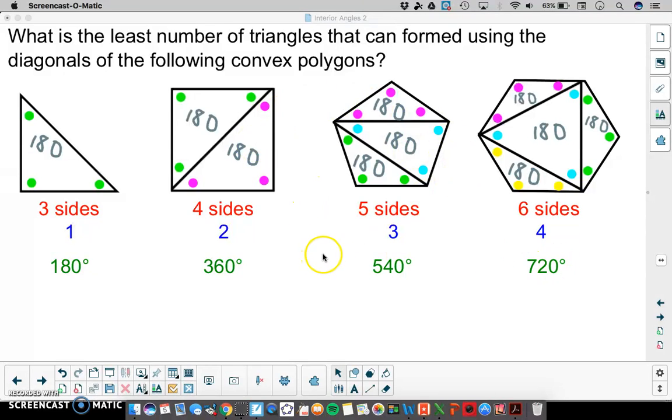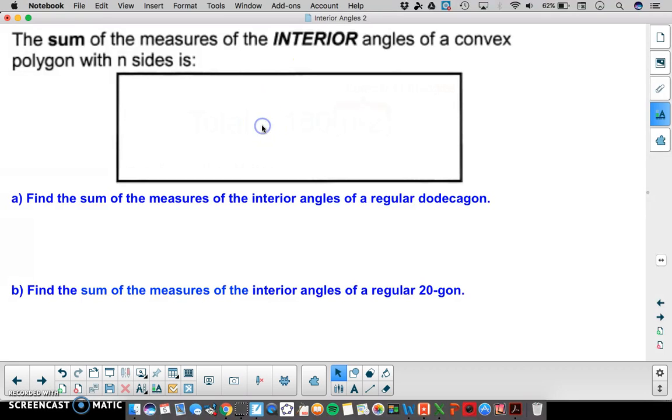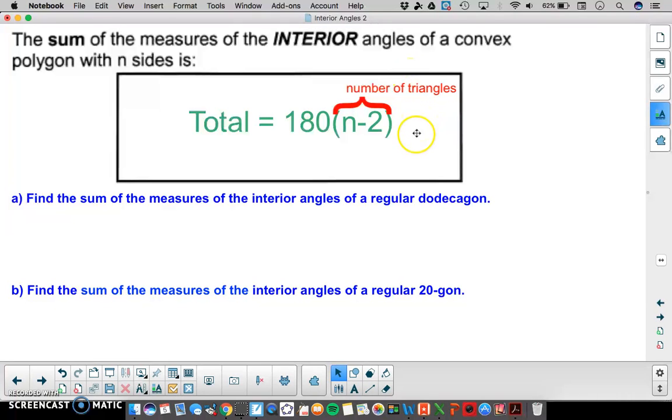So we have the formula for the sum of the measures of the interior angles of a convex polygon. It's the total number of degrees equal to 180 times n minus 2. n minus 2 is the expression that represents the number of triangles that can be found in each one of those polygons. The value n is the number of sides.